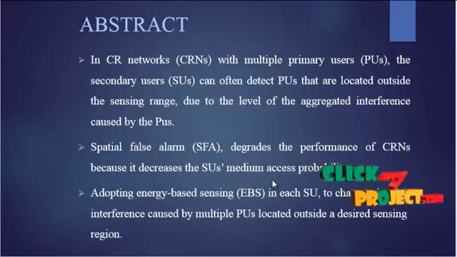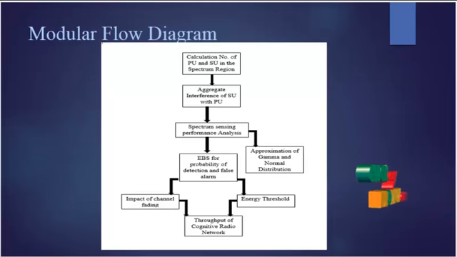By adopting energy-based sensing for each secondary user, we are going to characterize the interference caused by multiple primary users located outside the desired sensing region. Initially, we are going to calculate the number of primary users and secondary users in the spectrum region.